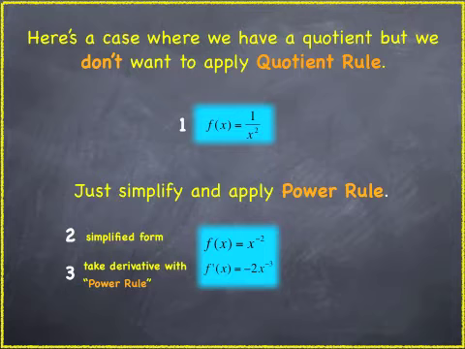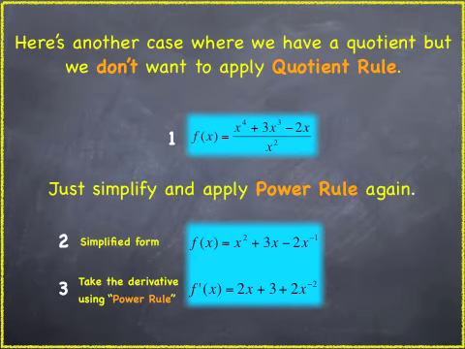Now, here's a case where we have a quotient, but we don't want to apply quotient rule. If you look at our function in step 1, we have 1 over x squared. Well, we really can just simplify that so that we can apply power rule, which is a much easier rule to take the derivative. So if you go to step 2, you will see using exponent rules we've rewritten our function as x to the minus 2. Now we go to step 3, take the derivative using power rule, and we're done. So we don't need quotient rule in this situation.